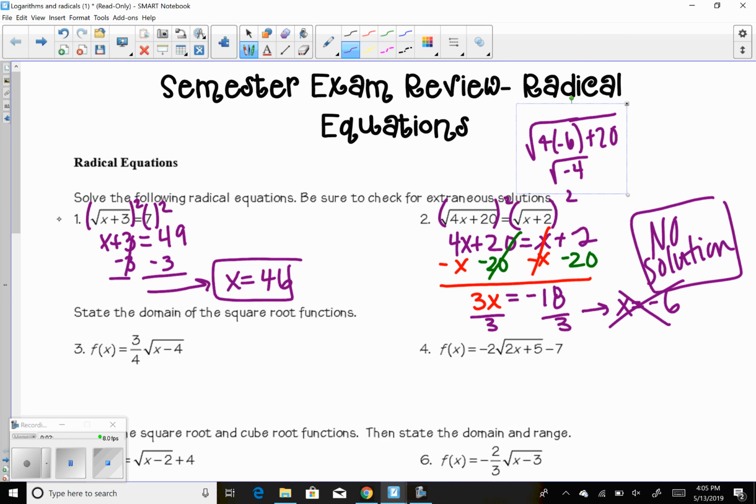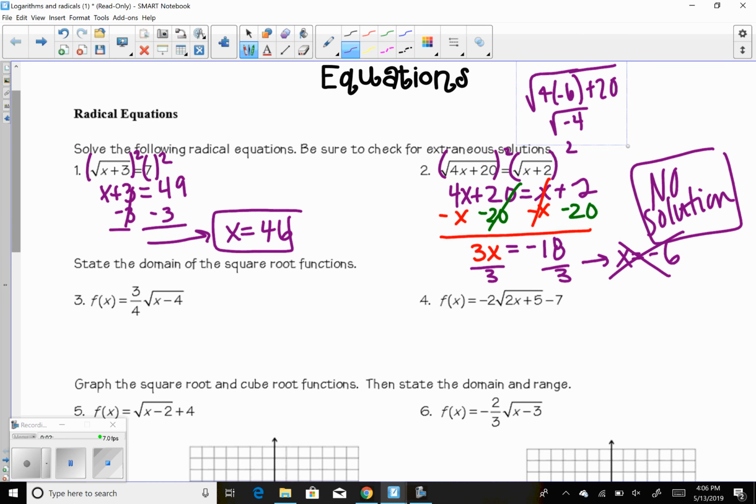All right, so number 3, state the domain. So remember, the domain algebraically is just what's underneath the radical. You take that and you set it greater than or equal to 0. And then you solve. Well, we add 4 to both sides. When you add 4 to both sides, you get x is greater than or equal to 4.